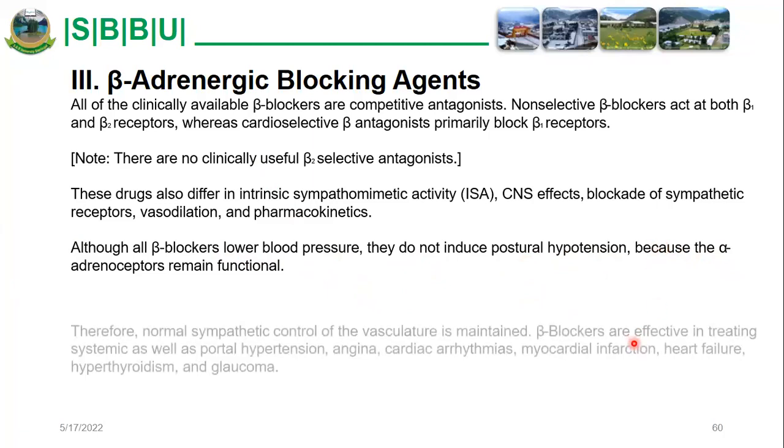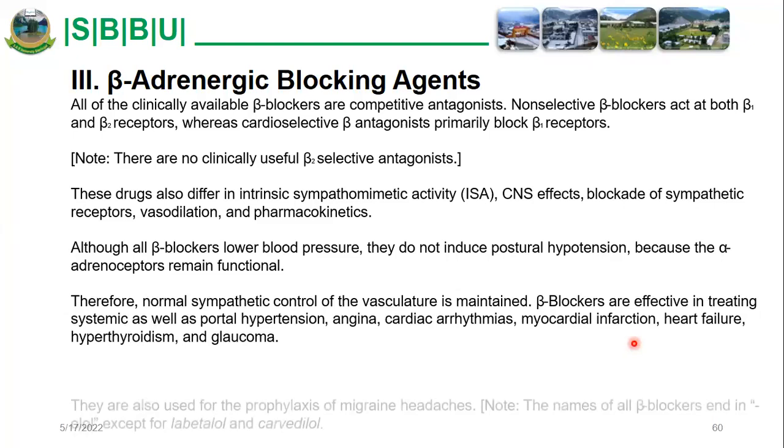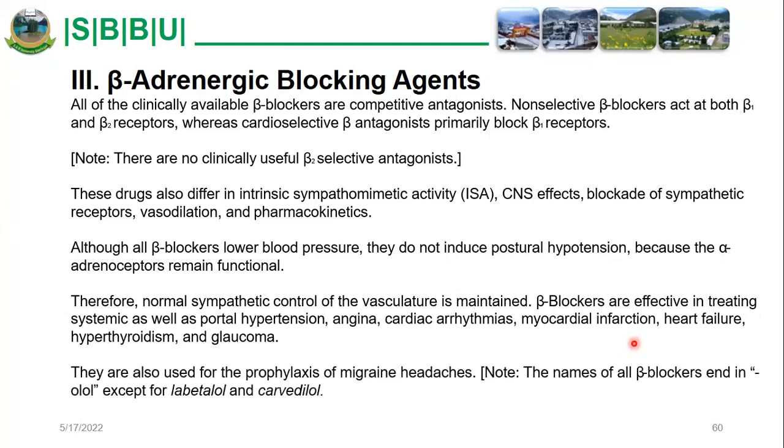Beta blocker effects. Beta blockers are effective in the treatment of systemic as well as portal hypertension, angina, cardiac arrhythmia, myocardial infarction, heart failure, hyperthyroidism, and glaucoma. We will discuss these in detail in the cardiovascular chapters. They are also used in the prophylaxis of migraine. As I mentioned, the names of beta blockers end with olol or alol, with some exceptions.